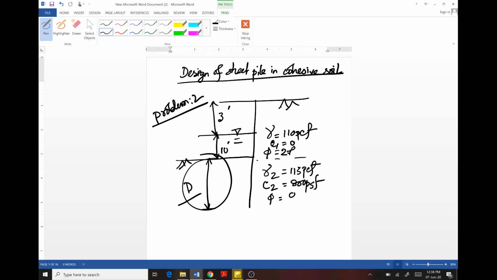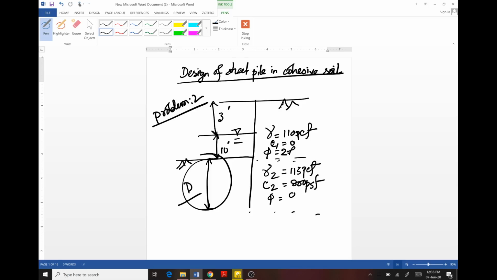At first layer, for this first 13 feet, the soil properties is given, which is gamma equals to 110 PCF, C equals to 0, phi equals to 27 degree. And the second layer of the soil properties is given likewise, gamma 2 equals to 115 PCF, C2 equals to 800 PSF, and phi equals to 0, as I have told you earlier. So the second layer we can see, which is purely cohesive soil.